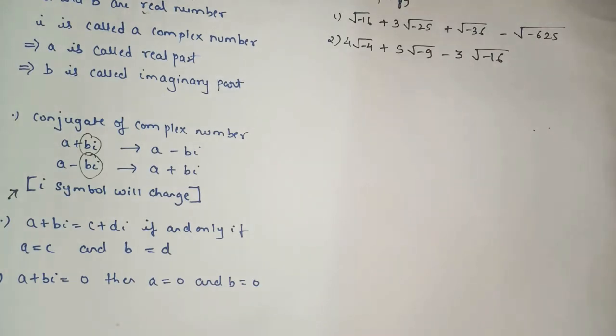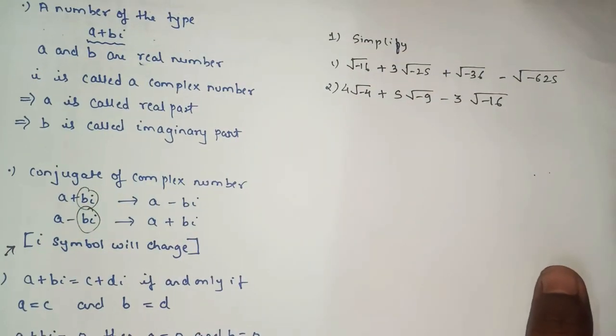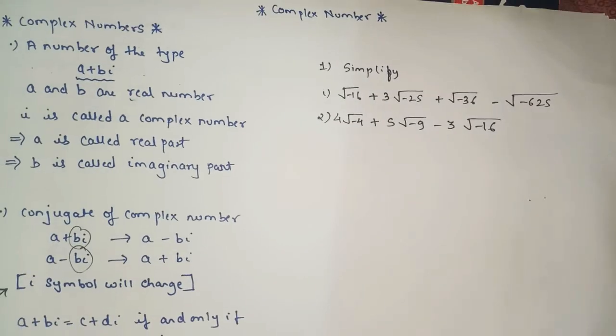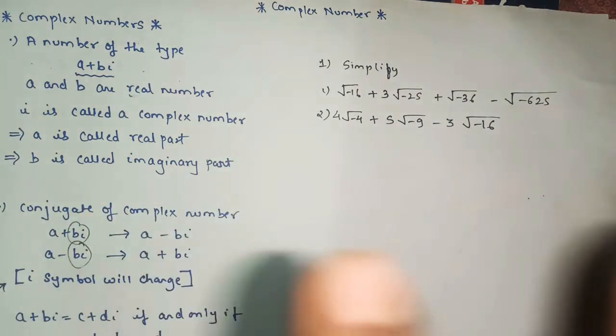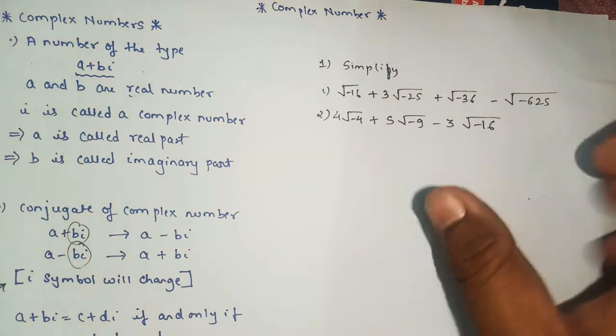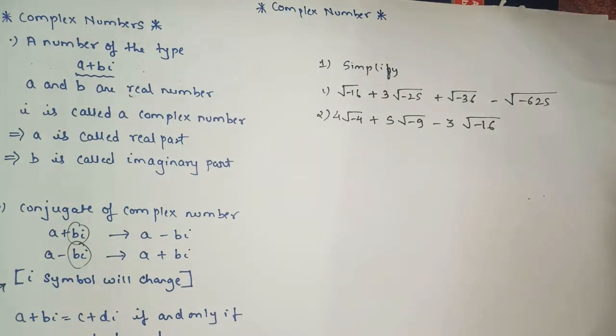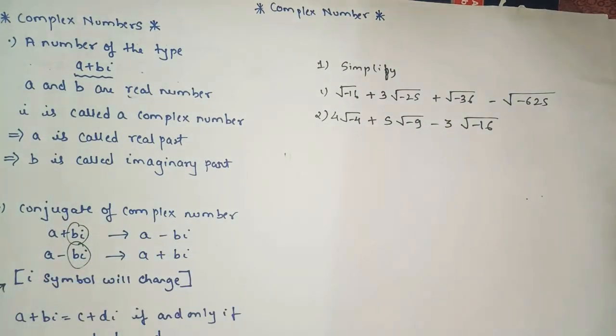So let's begin with the sums based on the complex number, as the sums are from the exercise only, not from some other place. It is from the exercise, and this section is for both streams, commerce as well as science. Now here the first question says that you have to simplify. That means you have to find the answer.